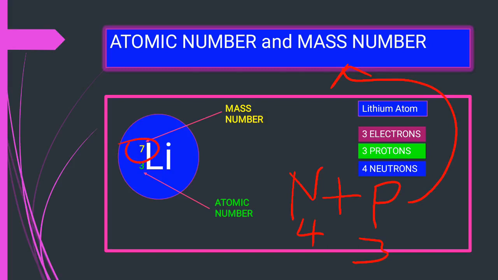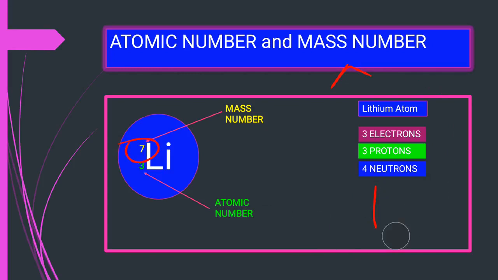So to define, the atomic number is the number of protons in the nucleus of an atom, while the mass number is the sum of the protons and the neutrons in the nucleus of an atom.